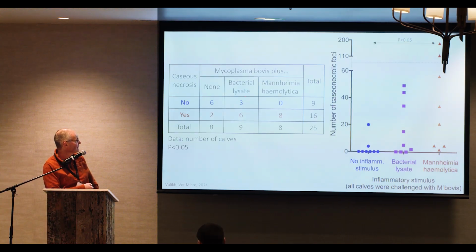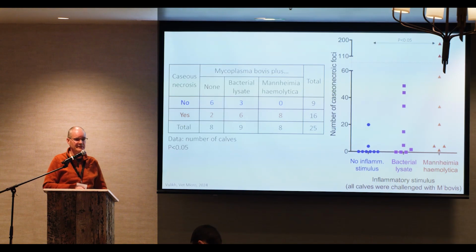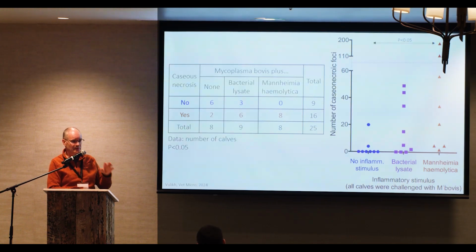And then the ones that received the killed bacterial lysate were intermediate. So our interpretation of that is that it supports the finding of the other study, that it seems that one of the reasons that animals infected with Mycoplasma bovis progress to clinical disease may be that they have some other inflammatory stimulus, such as some other bacterial infection at the time that they're infected with Mycoplasma bovis. And that could be another bacterium, or it could be viral infections that they have at that time, but probably that combined infection plays a role in forcing that disease to progress.